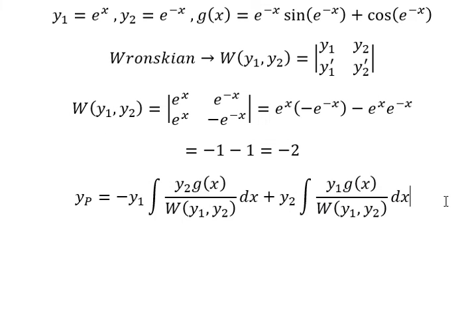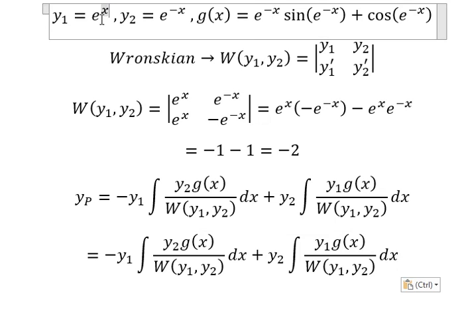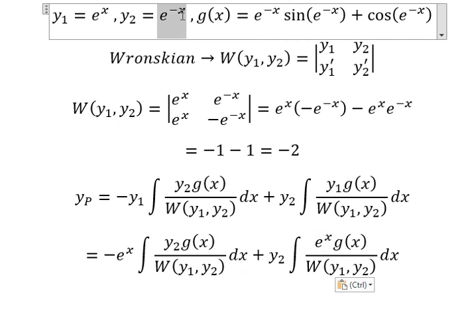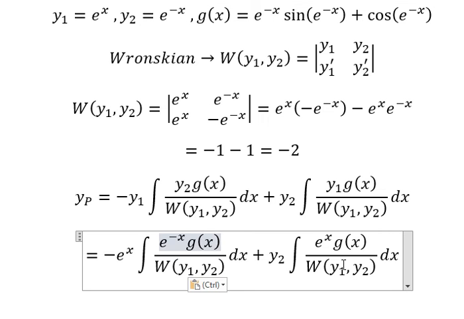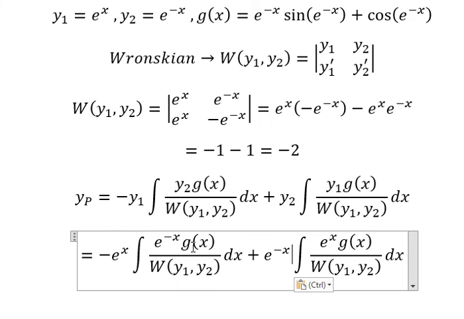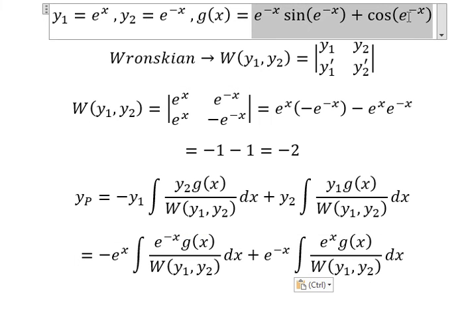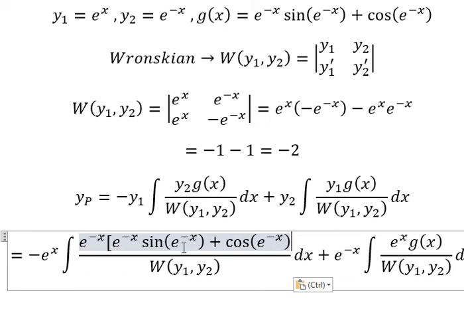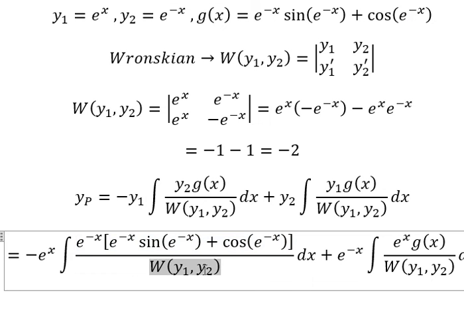So y1 is this one here and here. y2 is this one. g of s is this one. And the Wronskian here is negative 2.